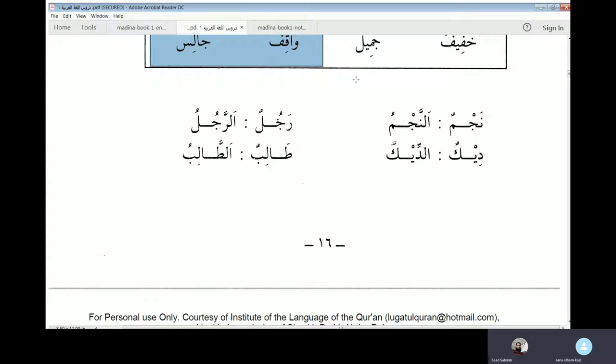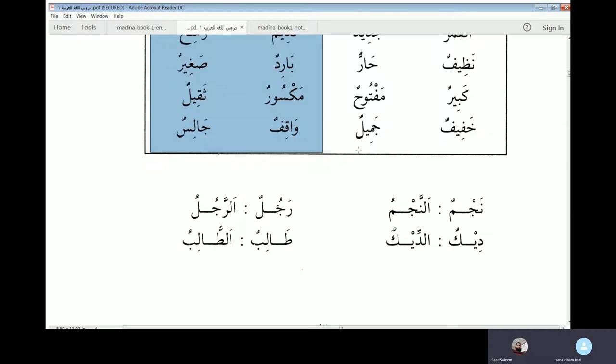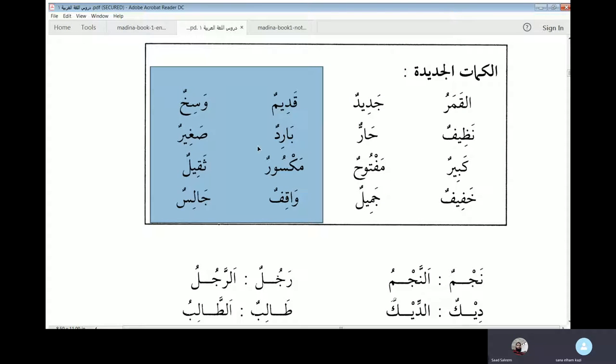What is for short? Yes. Short. Sorry, I did not listen. Short and tall. Short okay. And tall. Sagirun is small, right? But what is it if a person is short and tall? Sagirun means small, qasirun means short, tawilun means tall. Okay, qasirun, tawilun, okay.